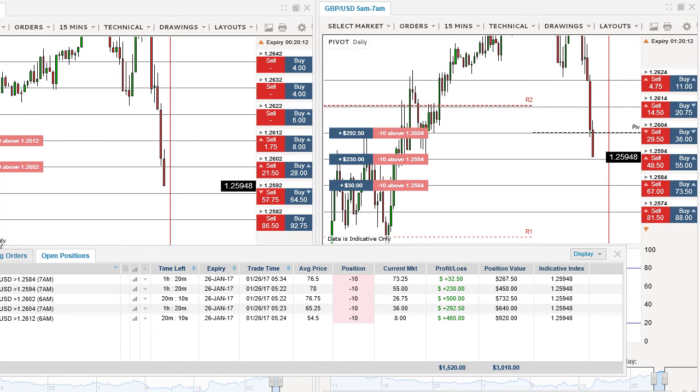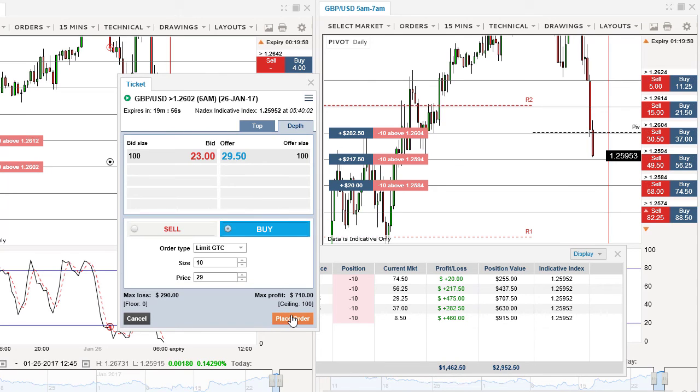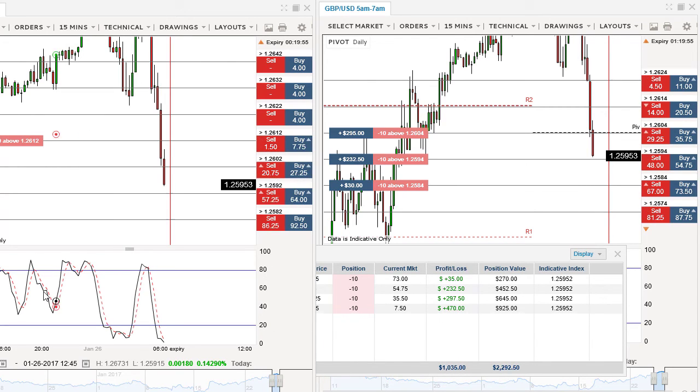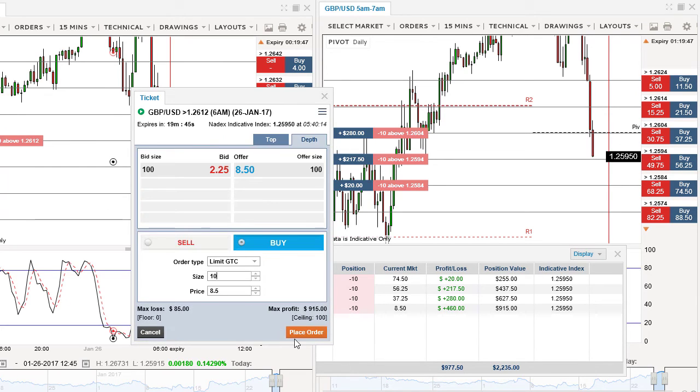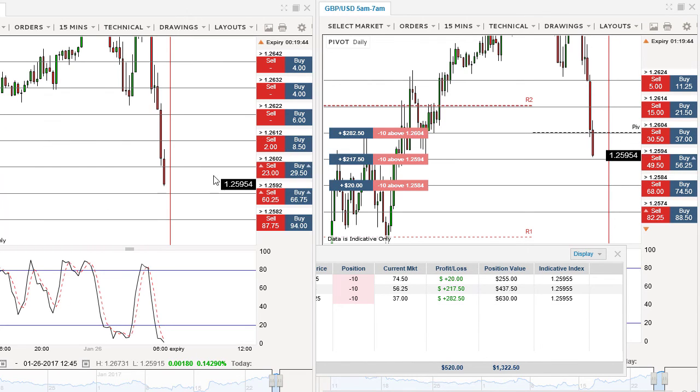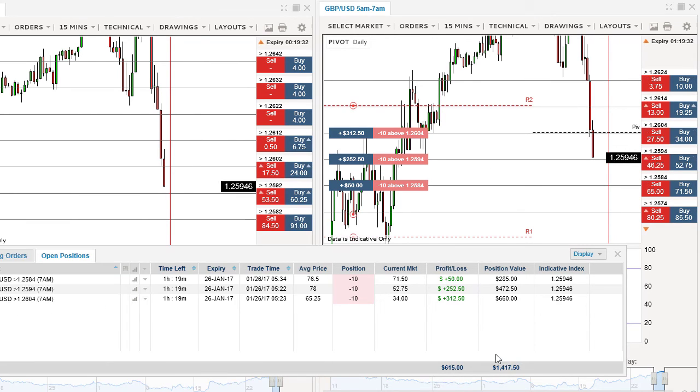Now you can also see on this 2602, I only paid right at about $25, and I've just about doubled that. So I'm going to go ahead and exit this trade. I've captured all but about $8 of this one, so I'm going to exit that one. And that one was about 100%. The other one was about 200%.